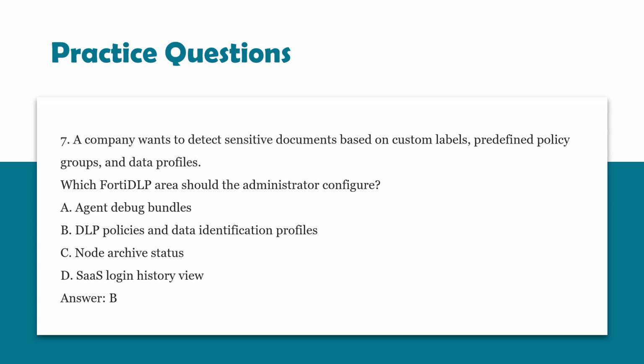7. A company wants to detect sensitive documents based on custom labels, predefined policy groups, and data profiles. Which FortiDLP area should the administrator configure? A. Agent debug bundles. B. DLP policies and data identification profiles. C. Node archive status. D. SaaS login history view. Answer: B.